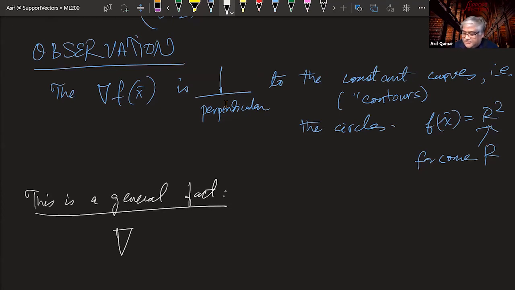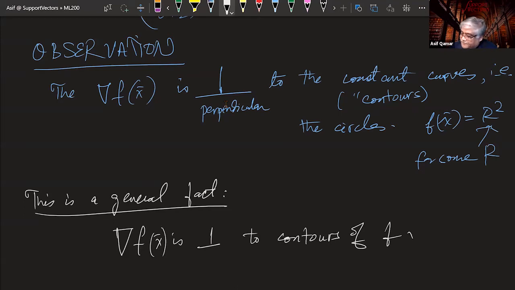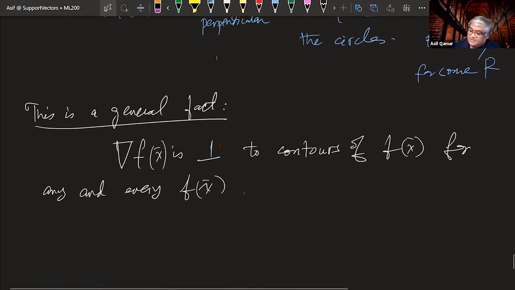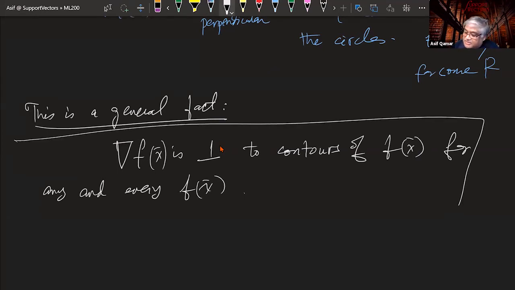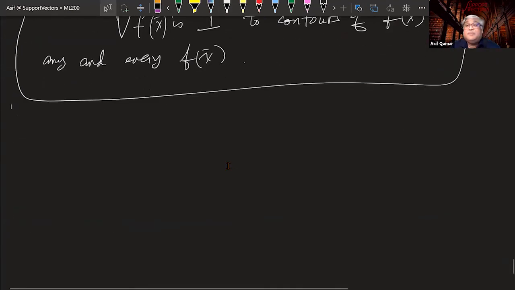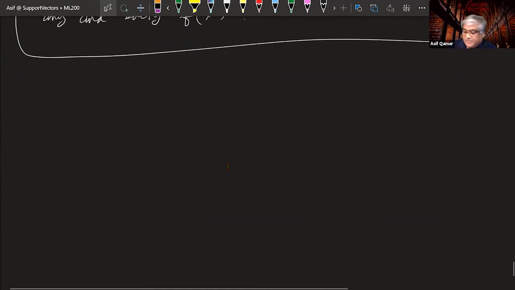The gradient of f is perpendicular to the contours of f(x) for any and every function. This is a very general fact. I used the example of a circle to illustrate it, but it's something you need to keep in mind. Well, that's a long detour. So where are we going with all this math? That's why all these mathematical preliminaries.